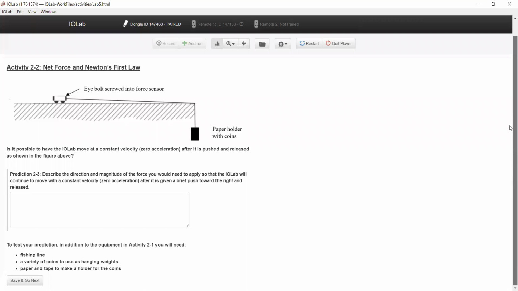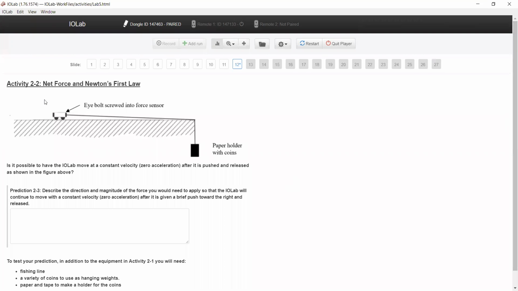Okay, moving on to the next slide. They are talking about net force and Newton's first law. So you can recall Newton's first law, which generally says the object will continue in its motion unless any external force is applied to it. It will not stop, it will continue in its motion at the same velocity unless any external force is applied to it.